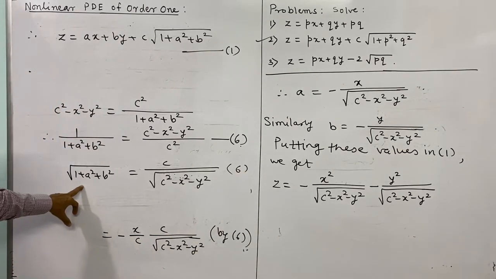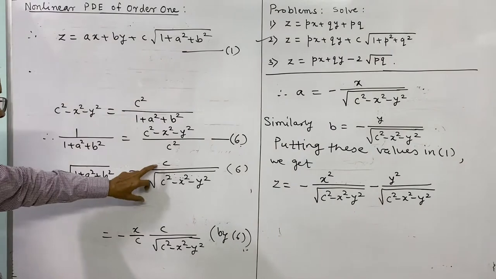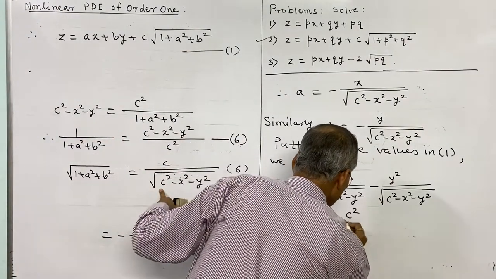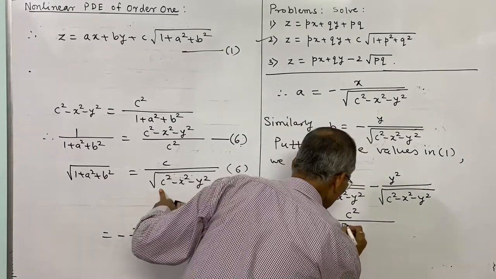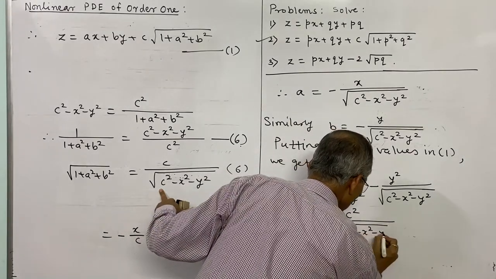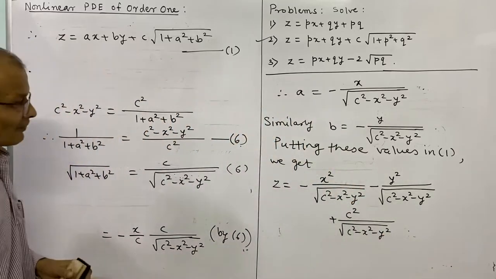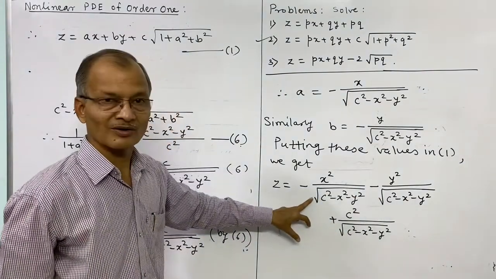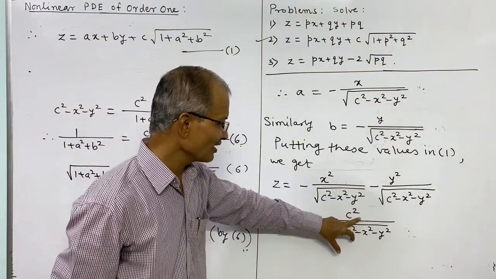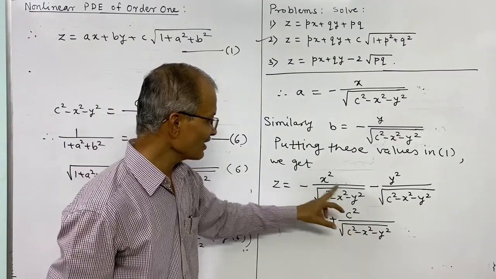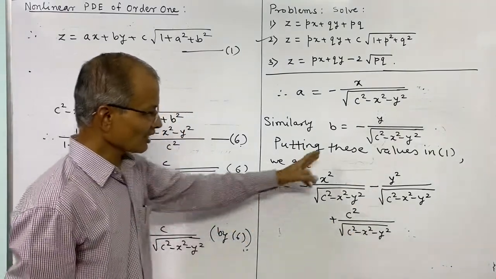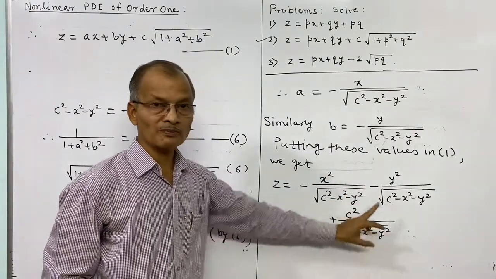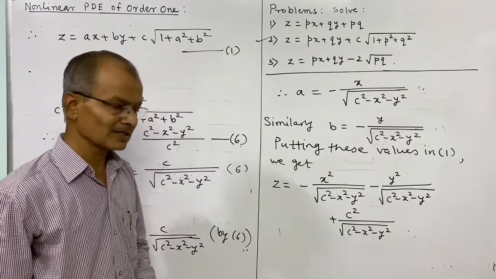So then put this value here, c into this. So c into this term means c square. It becomes plus c square divided by, the denominator is again the same, c square minus x square minus y square. Now further we may observe that the denominator is the same. What is the numerator? Numerator is minus x square minus y square plus c square. Means again it is c square minus x square minus y square. So the right side is c square minus x square minus y square divided by root of c square minus x square minus y square.